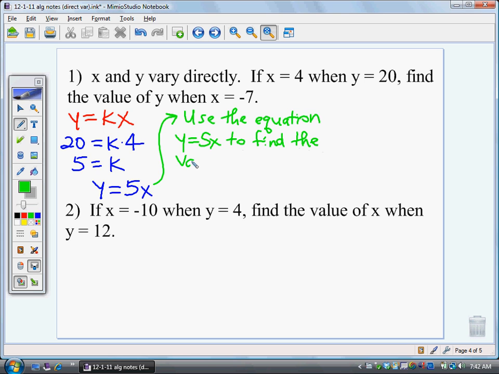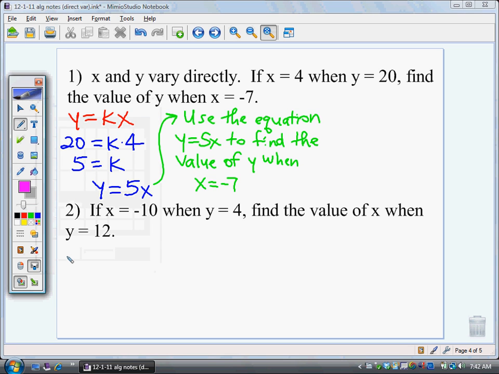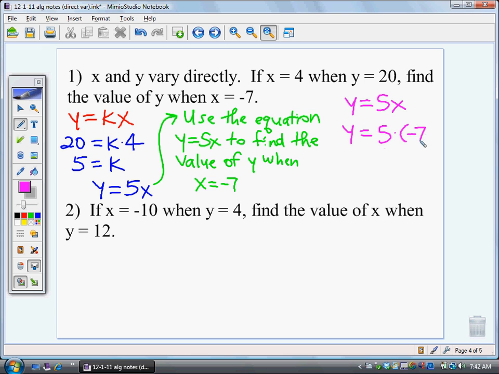to find the value of y when x is negative 7. So what we do here is take the equation, y equals 5x. We substitute negative 7 in right here for x, and you find out that y is negative 35. So it's very similar at the beginning to what we did, but then after you find this equation, you actually use it to figure out what y is.